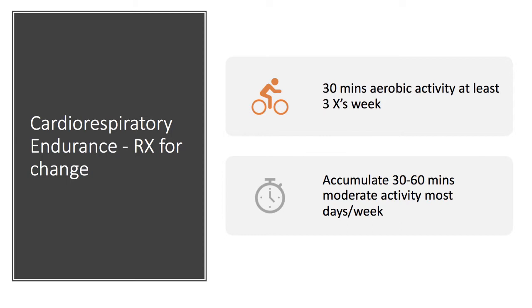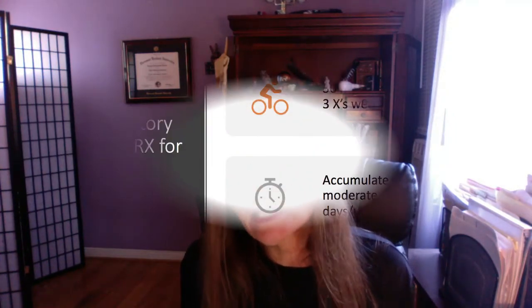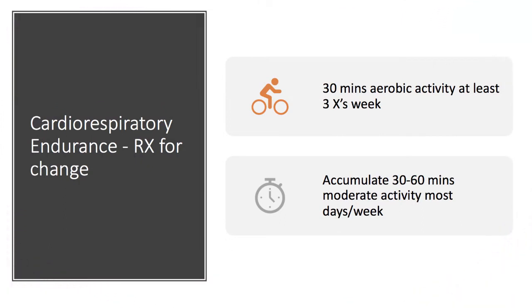And we had those standards for a long time, and not very many people were doing it. We still had 85% of our population not moving. So all the organizations that really deal with health and fitness, the American Heart Association, got together and created new guidelines. So the current guidelines, and it sounds like it's more, but it's really not, because listen, it says accumulate 30 to 60 minutes of moderate activity most days of the week.